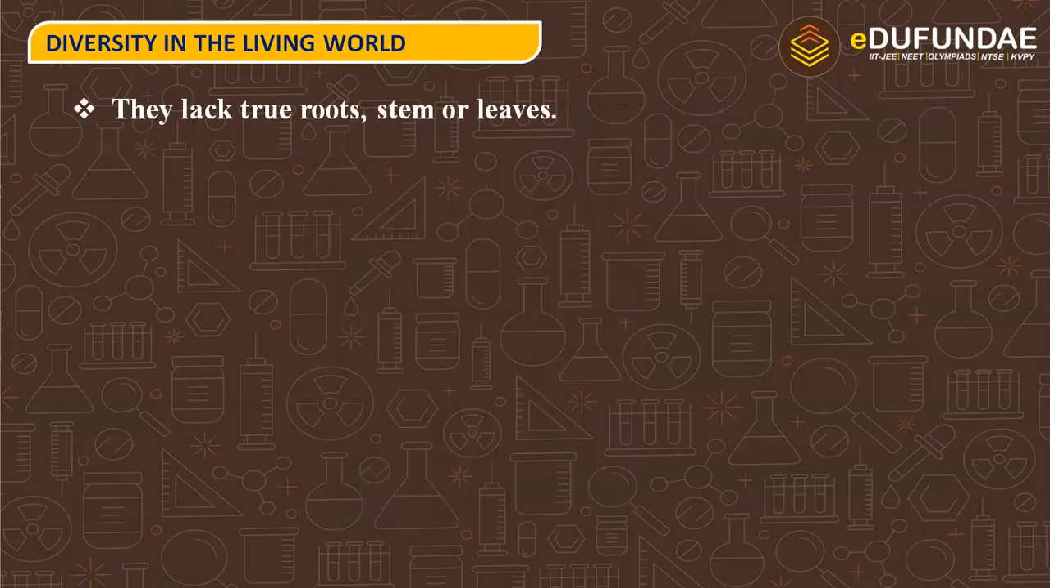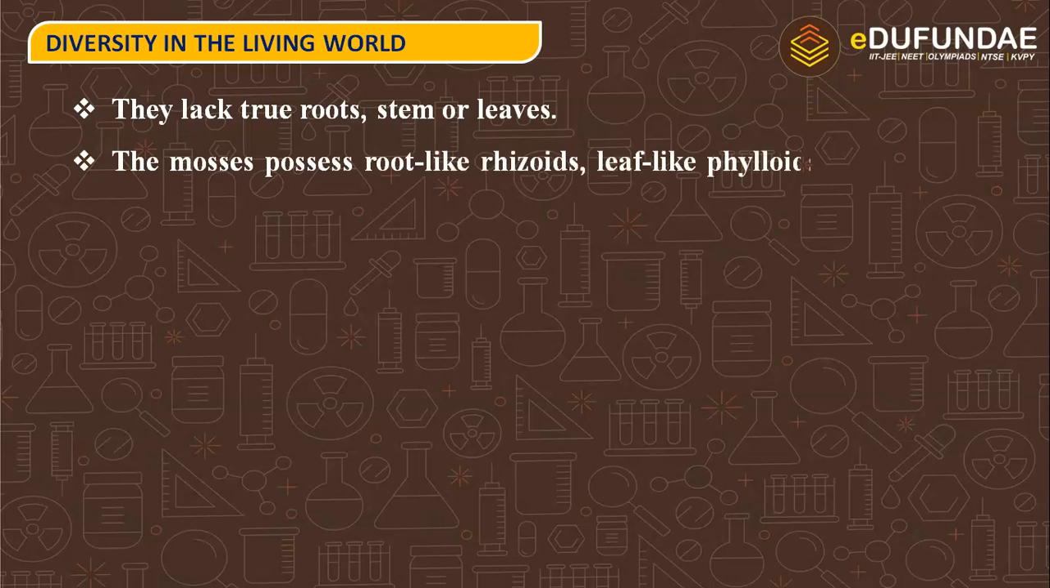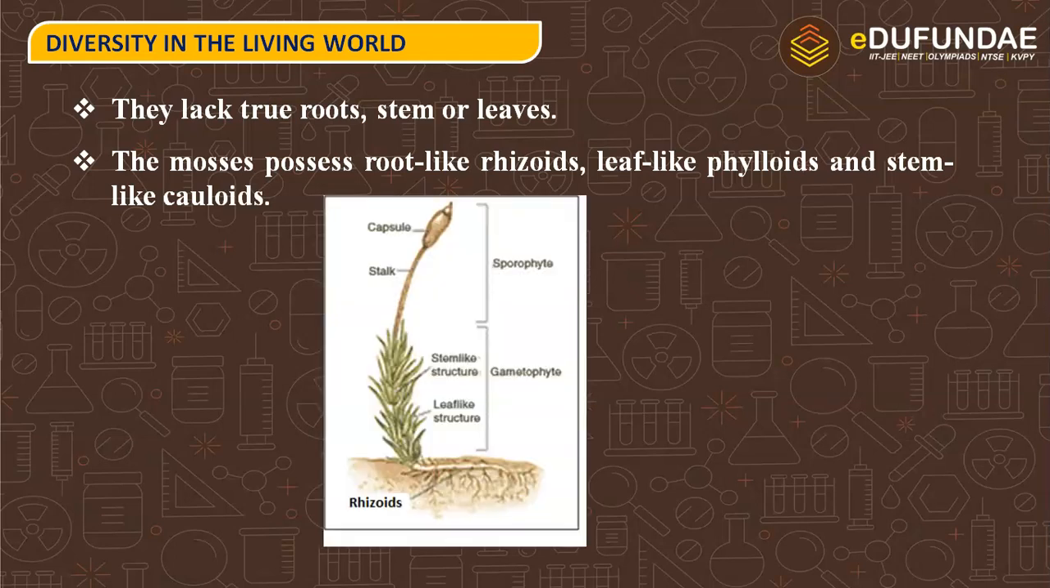They lack true roots, stems or leaves. As I told you, these are not yet such advanced structures that they have properly differentiated organs. They do not have true roots, stems and leaves because they are comparatively lower organisms. The mosses possess root-like rhizoids, leaf-like phylloids and stem-like cauloids. So they have such structures because they are not exactly true roots, stems or leaves. So we call them rhizoids, phylloids and cauloids, which we can see in the diagram.